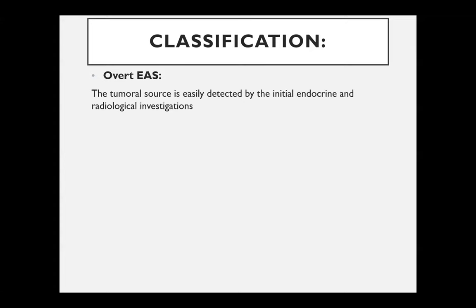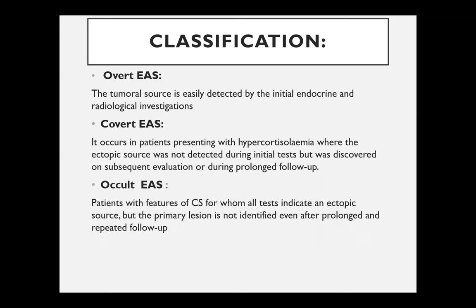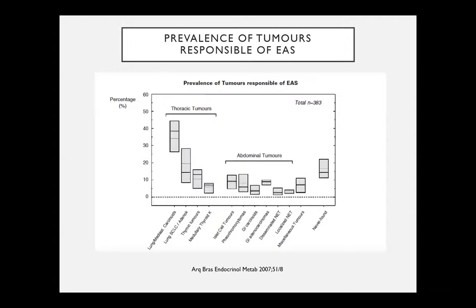The ectopic ACTH syndrome is classified as overt when the tumoral source is easily detected by the initial endocrine and radiological investigations. It is classified as covert when patients present with hypercortisolemia, but the ectopic source is not detected during the initial tests, though it is discovered on subsequent evaluation or during prolonged follow-up. It is occult when patients have features of Cushing syndrome and all the tests indicate an ectopic source, but the primary lesion is not identified even after prolonged or repeated follow-up.